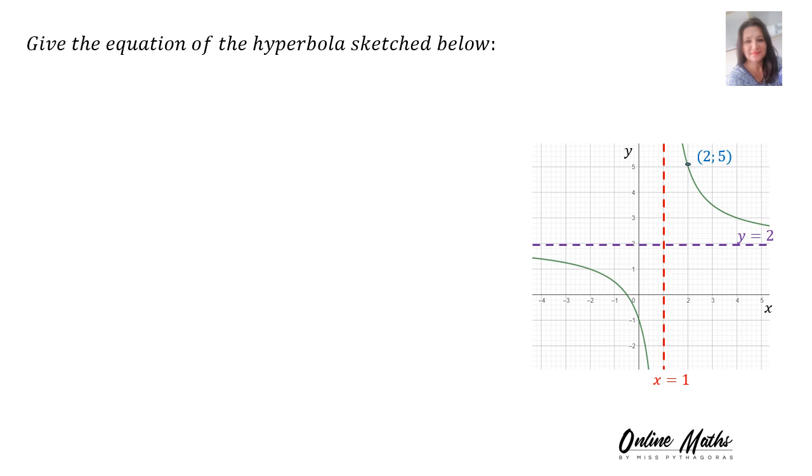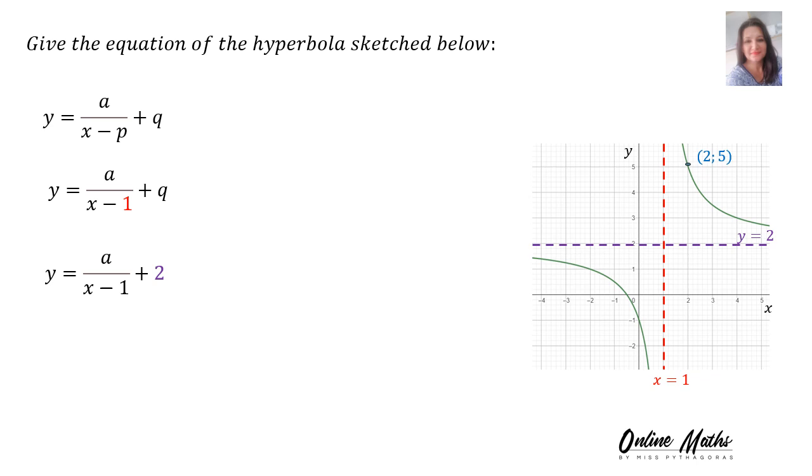Give the equation of the hyperbola sketched below. So we start with the formula y is equal to a over x minus p plus q. Then the vertical asymptote was given, and that is the line x is equal to 1. Therefore, in p's place, you can substitute 1. What's also given is the horizontal asymptote, the line y is equal to 2, and in q's place, you can substitute 2.